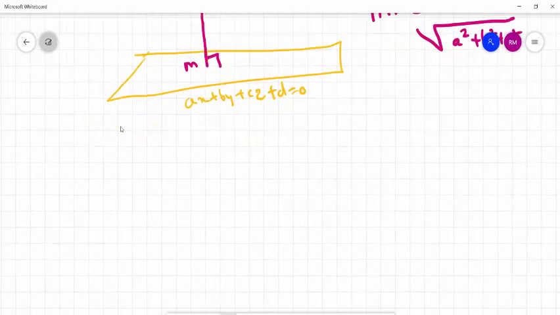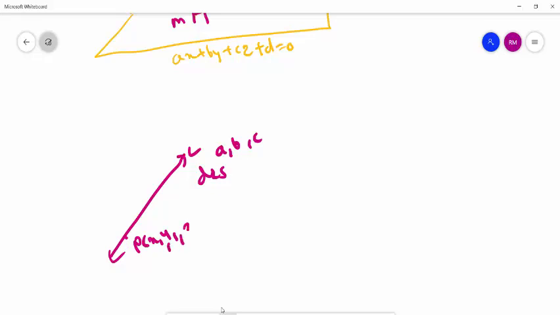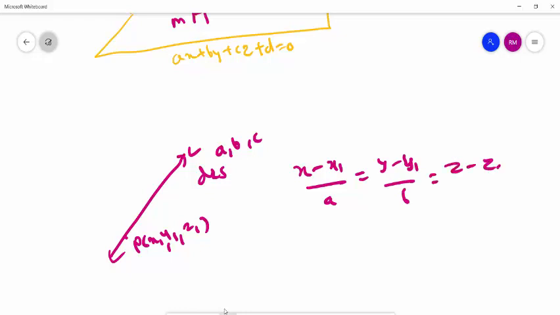Next is the one point form of the equation of a line. This line L, its DRs say a, b, c. These are DRs, and P is any point say having coordinates say x1, y1, z1. Then the equation of the line is given by x minus x1 upon a, y minus y1 upon b, z minus z1 upon c.